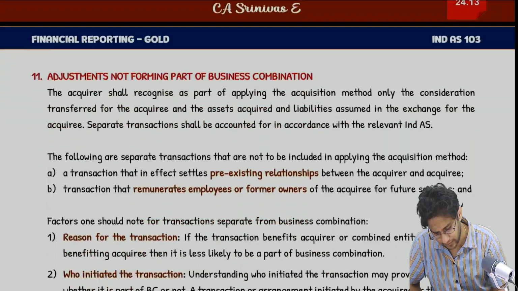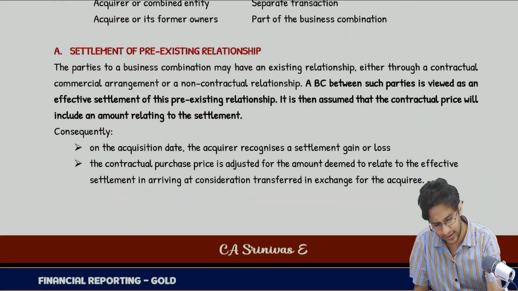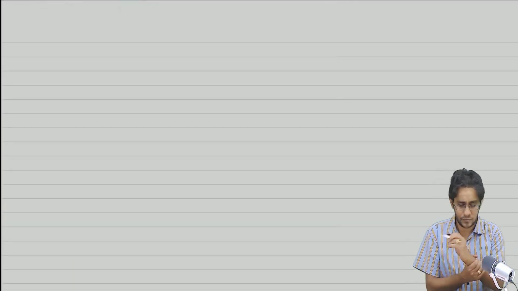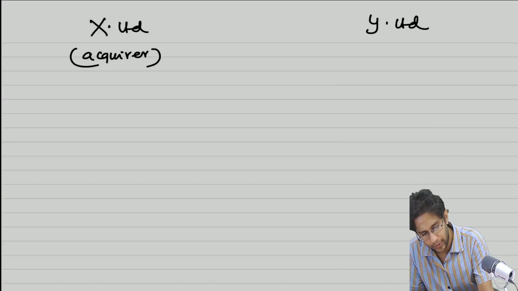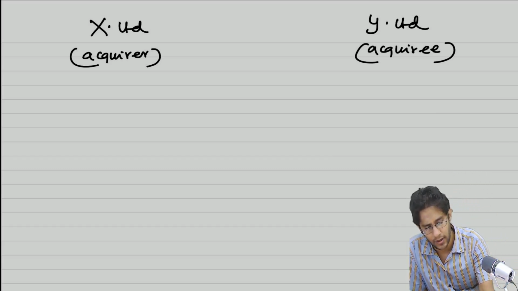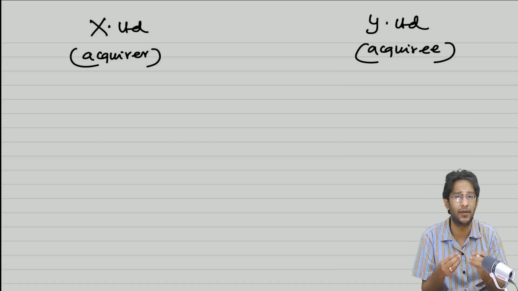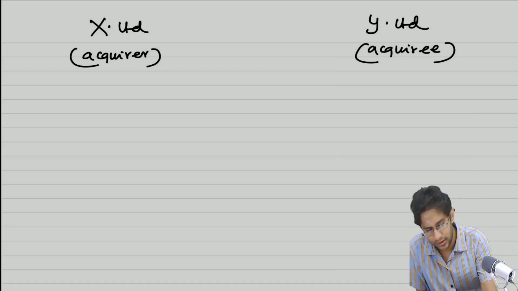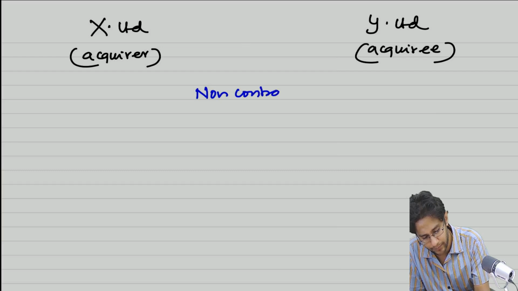Then we have certain adjustments which are not forming part of the business combination. Easy only. Look at this. Suppose X Limited is the acquirer entity. Y Limited is the acquiree entity. So X is obtaining control over Y, absorbing, any kind of business combination transaction. Before the business combination transaction, X Limited and Y Limited have some kind of pre-existing relationship. Sir, what kind of relation? Let's take one example. First one is a non-contractual relationship.